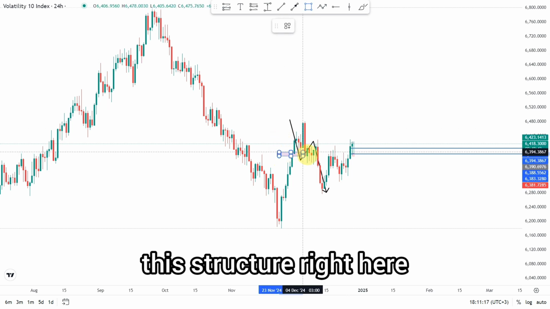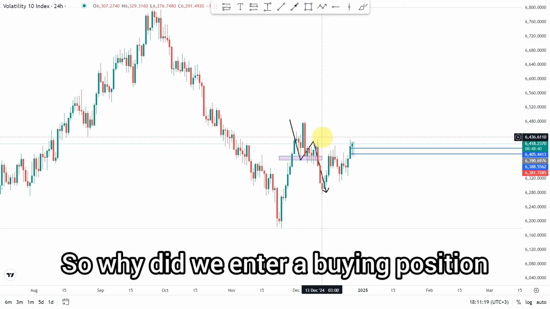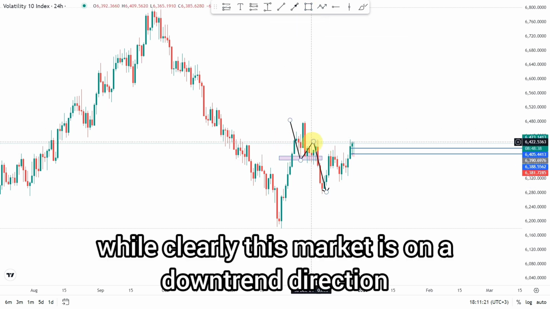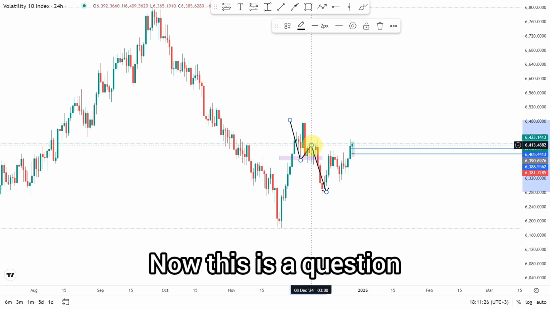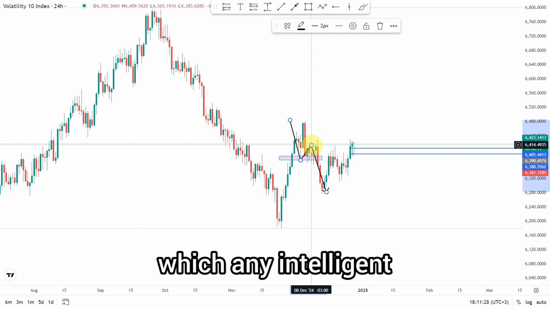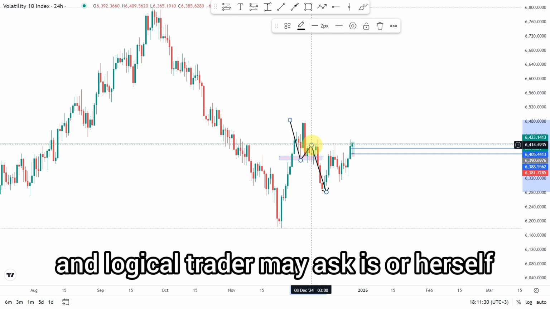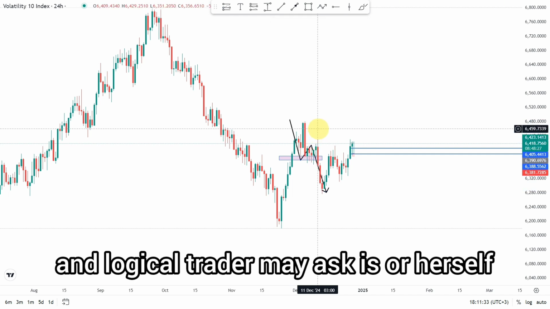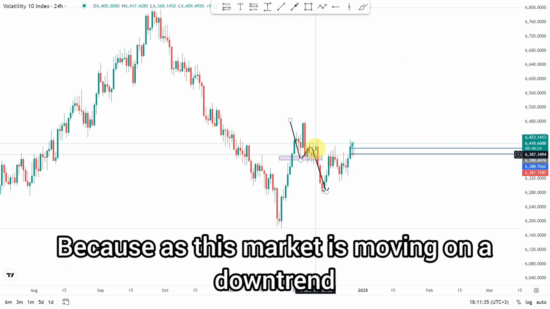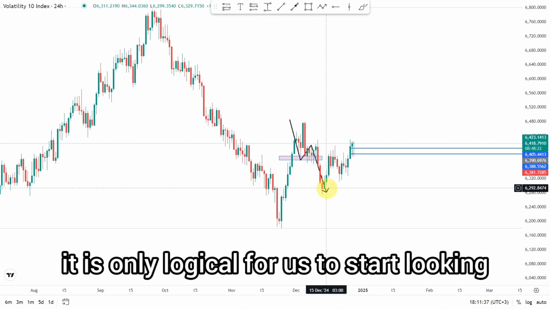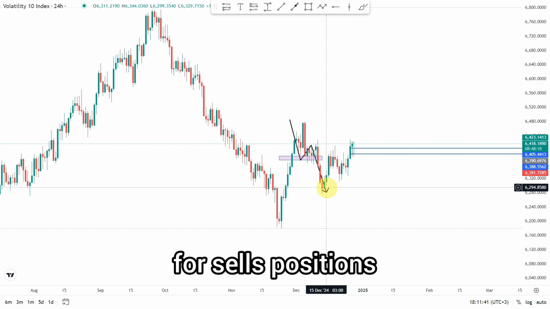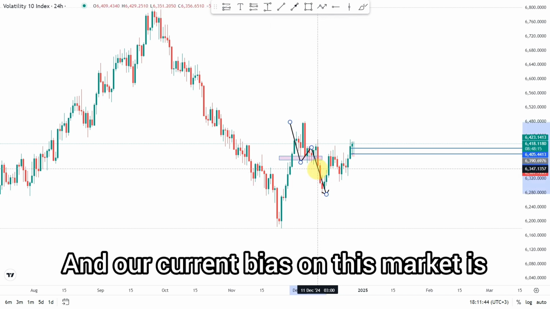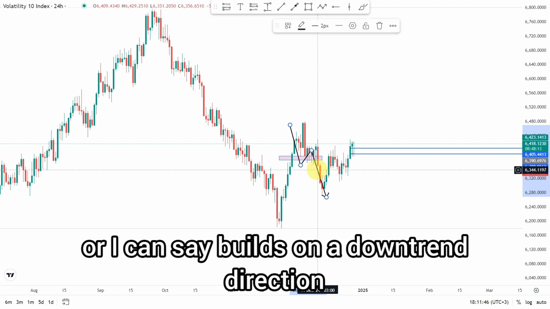So why did we enter a buying position when clearly this market is in a downtrend direction? Now, this is a question which any intelligent and logical trader may ask themselves, all right? Because as this market is moving in a downtrend, it is only logical for us to start looking for sell positions. And our current bias on this market, all I can say, is based on a downtrend direction.